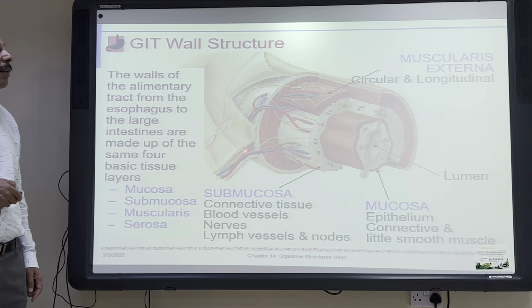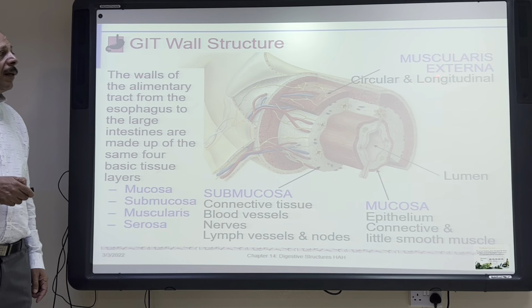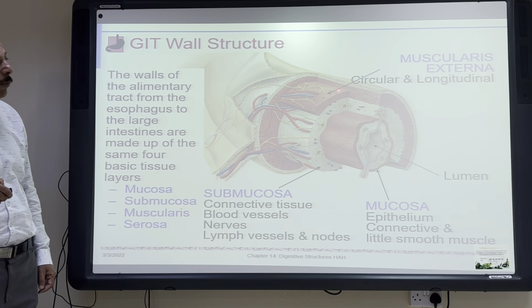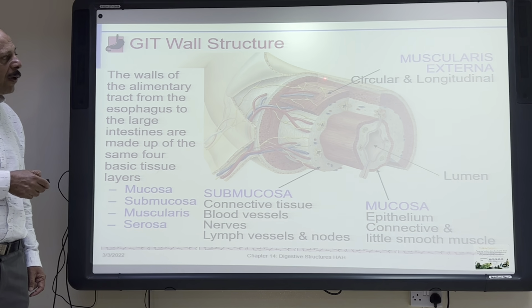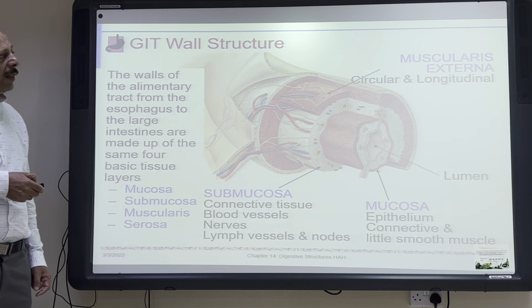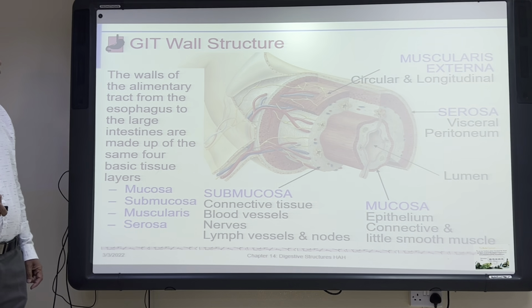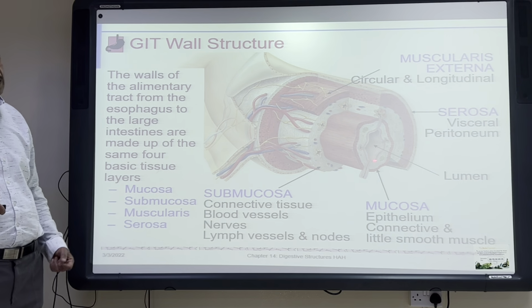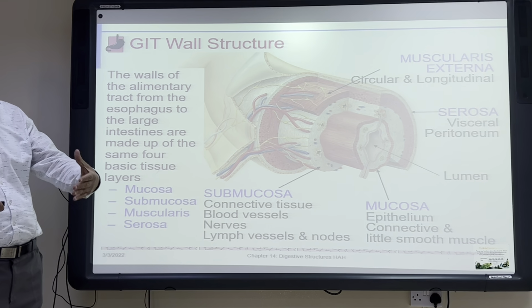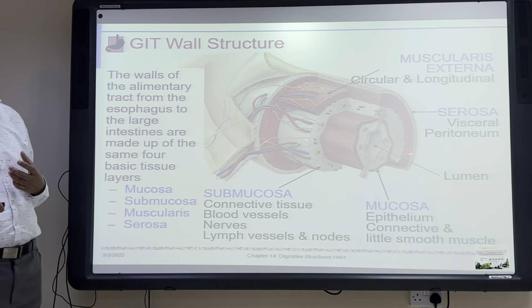Then we have the muscular layer, which is the muscularis externa, where we have a circular layer and a longitudinal layer. So two layers are there. This is the circular layer, and this is the longitudinal layer. Then the serosa, which is the visceral peritoneum. It is attached to the peritoneum, the part of the peritoneum that is attached to the intestine.